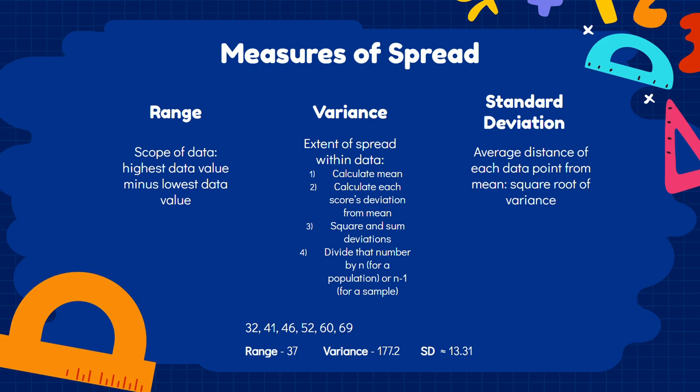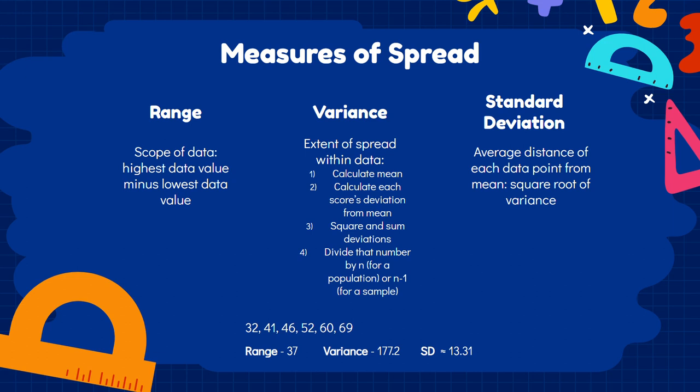177.2. Now, what could that number even possibly mean, right? The main reason you would even use variance is so you can get standard deviation, right? 13.31. Now, standard deviation tells you on average how far away the data points were from the mean. So the lions were on average about 13 years older or younger than the mean, the middle age, the average, right? So that's a very good indicator of spread, right?